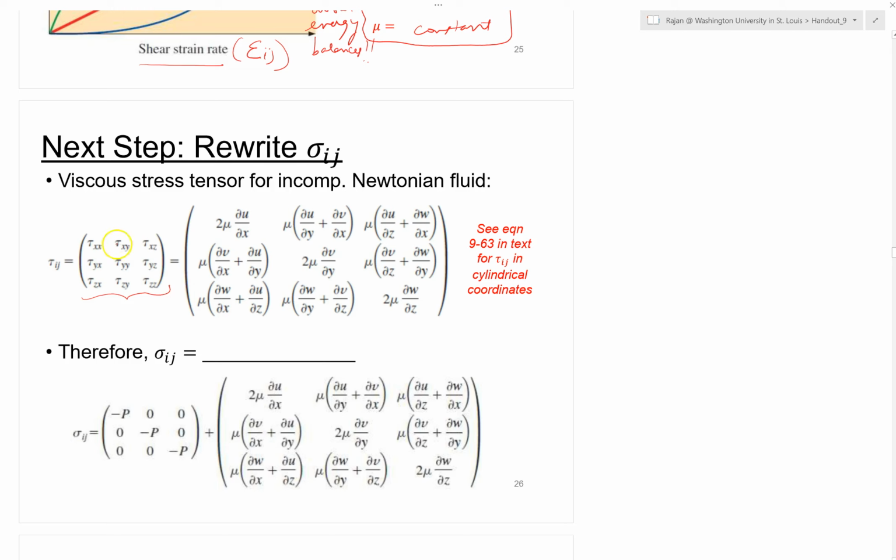So essentially we have replaced the xx, xy, xz components using a different relationship between viscosity and shear stress. Okay, so your sigma ij, now the shear stress tensor, becomes the pressure tensor plus the tau ij.